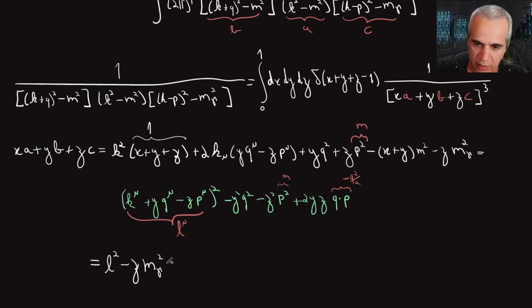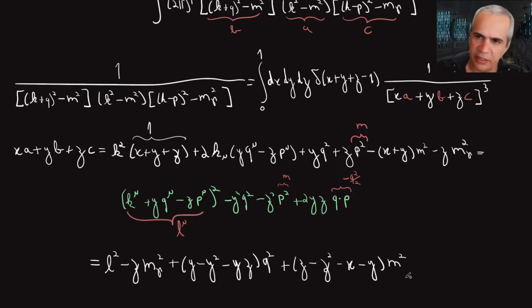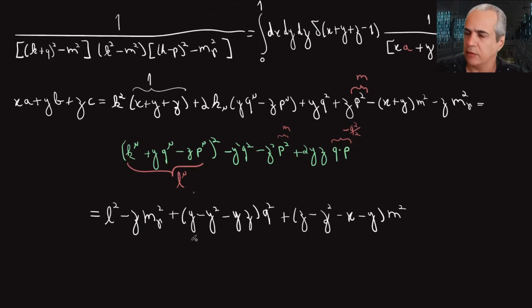m gamma square plus y minus y square minus y z, times q square. So this is all the terms proportional to q square. And then I can group all the terms proportional to the mass square. That will be z minus z square minus x minus y, times m square. And then, always using that x plus y plus z is 1, I can simplify these things a bit, right?